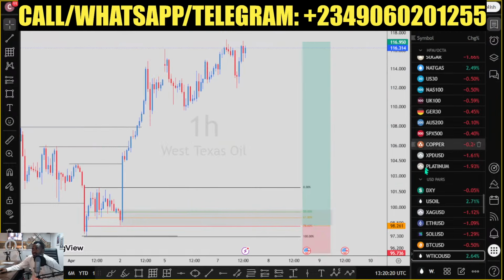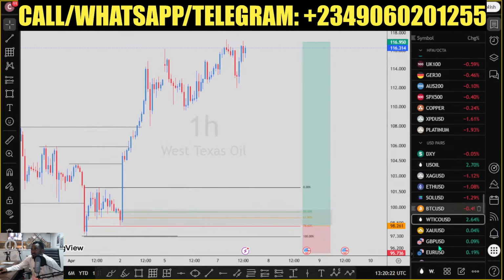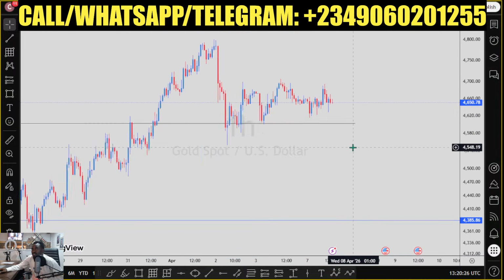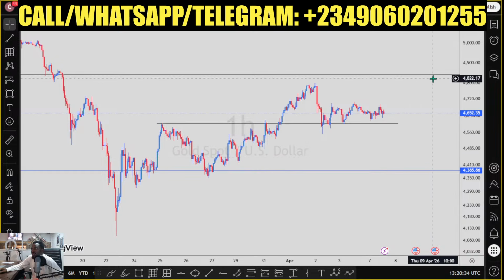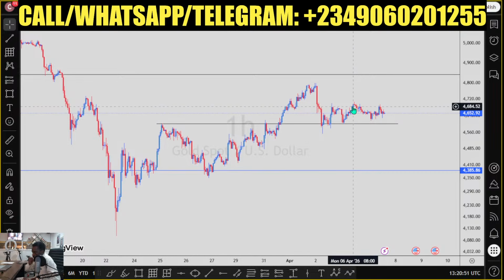We already analyzed gold. I'll just make a review. I said on gold, our 4,600, 4,385, these are the levels, and 4,840, these are the levels for trade opportunities. That was what I stated. So that is the summary we have on those currency pairs.